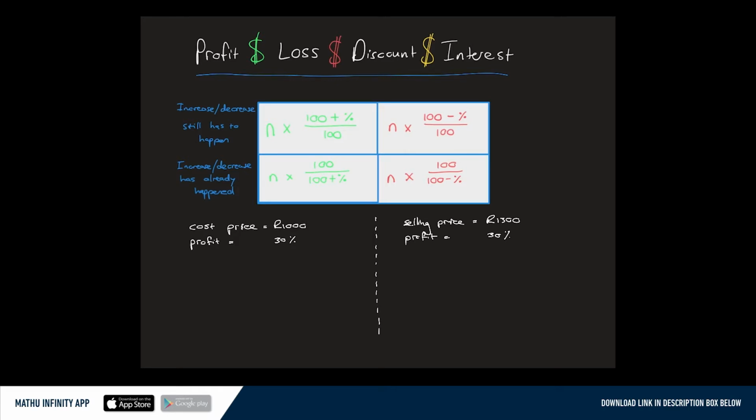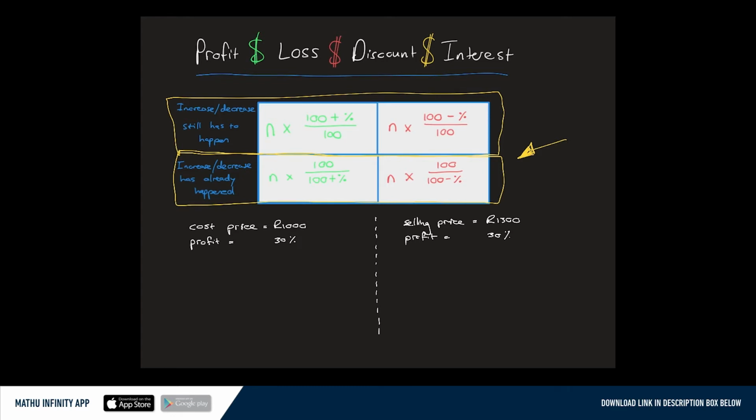And now we're looking at this table in the middle of the screen. So what happens here is on the top part, that part there that I just encircled, we're looking at if an increase or a decrease still has to happen. So they ask you to increase or decrease something. Where at the bottom part here, they already increased or decreased this amount, the price or whatever. So the increase or decrease already happened. That's the difference between the top and the bottom.